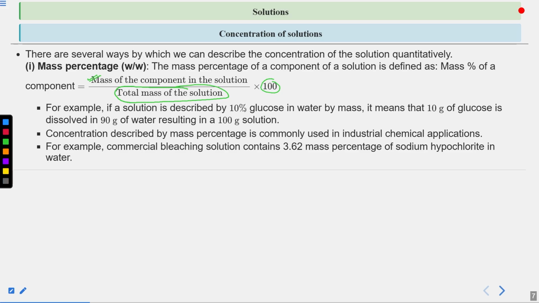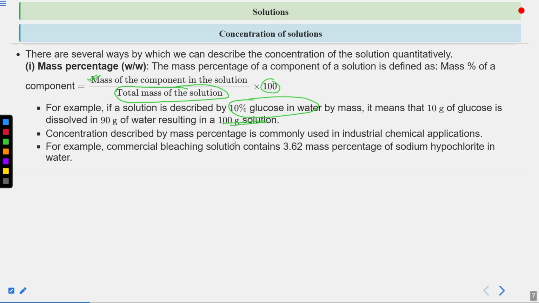Talking about the example, examples are very important here. Why? I will let you know. For this, you should imagine a 10% glucose in water. Now, what does it mean? It means that if the total mass of the solution is 100 gram, then 10 gram is glucose. And the rest of the part, which is 90 gram, is obviously your water. Now, you should always think in this way, and this will be very helpful in solving the numericals.